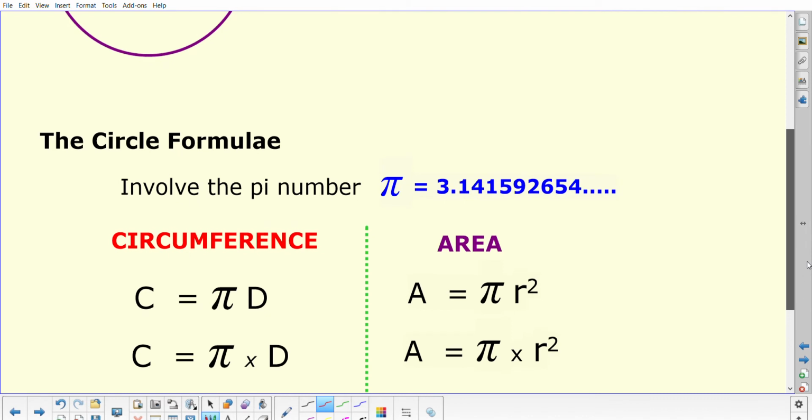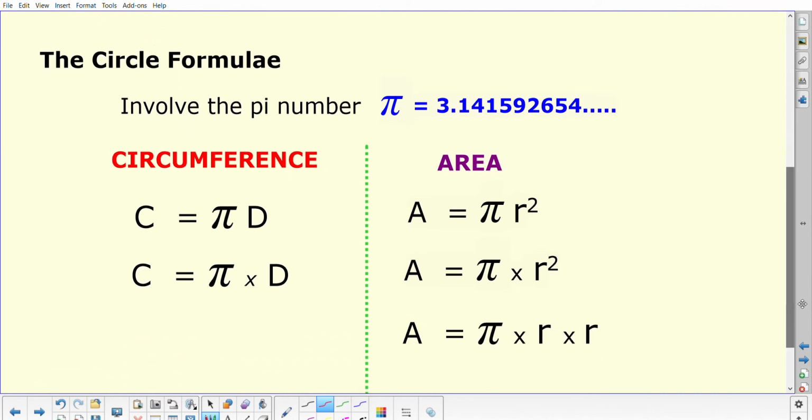For the circle formulae that you've been introduced to, both involve the value of pi. And the value of pi is just a number that's a bit bigger than 3. It doesn't have an exact value. It goes on and on forever. And that's why it's got its own special symbol. It's the Greek letter pi. So it appears in both the circle formulae.